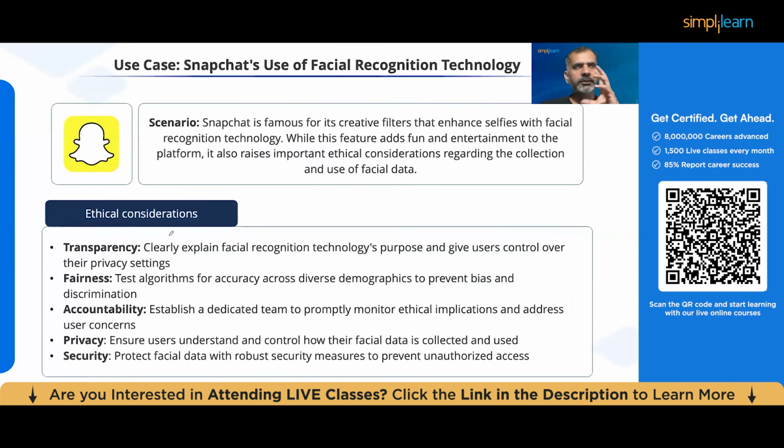Let us understand this with a very common scenario. You must have all used Snapchat, guys. It's a very popular application. This is an application which basically takes your face and tries to play with it, like putting some props on it, or changing your face to different facial expressions. It tries to add creative filters that can enhance your selfie with facial recognition technology. So this is the main application you can think of, that Snapchat is basically for.